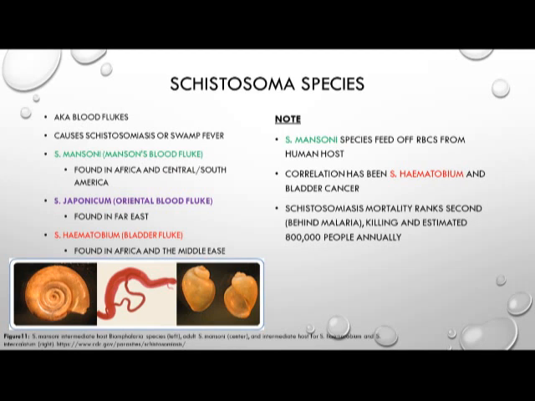A couple of things to note about the blood flukes: one, Schistosoma mansoni can feed off of red blood cells from the human host, and in fact, that ingestion of red blood cells can become so severe that patients can become anemic. There's been a correlation between Schistosoma haematobium infection and bladder cancer. And of the Schistosoma species, we need to note that these infections are actually quite prevalent, and they rank second behind malaria in the number of annual mortalities, averaging about 800,000 people annually.